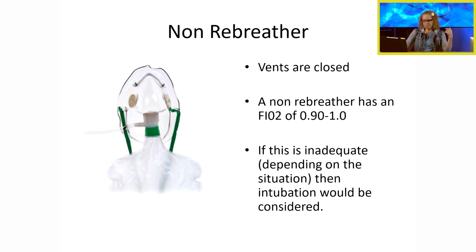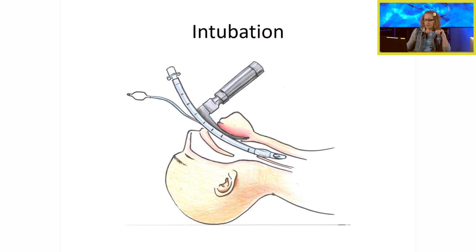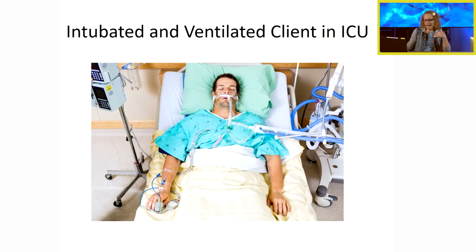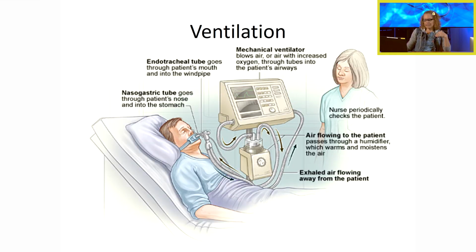And so the vents are closed. We said the FiO2 is about 100%, and if this isn't working out, we got to go to intubation, right? We talked about that before. When we intubate, we put in an endotracheal tube or an ET tube. A laryngoscope is used in order to prepare the airway for the ET tube to be put in. Once that happens, the patient can then be put on a mechanical ventilator and in the intensive care unit or another type of higher level nursing care unit.